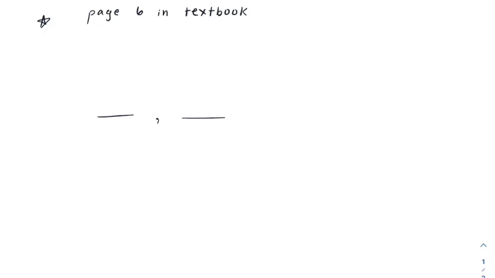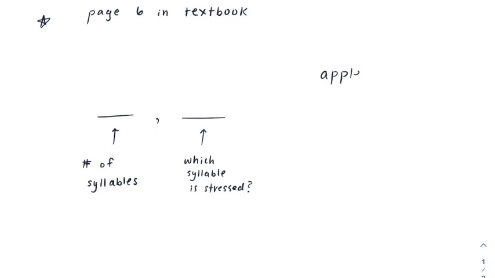All right, so here you can see I have two lines. The first one is going to be used to write the number of syllables in our word. The second line is going to be used to write down which syllable is stressed. So let's return to our word apple again. How many syllables does this word have? Apple has two syllables. So because we have two syllables, we'll write a 2 on that first line.